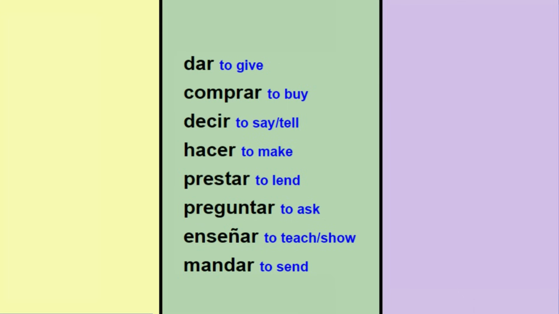And then we have enseñar. Enseñar is to teach or to show. So enseñarme could be to show me something, or it could be to teach me something. Enseñar.